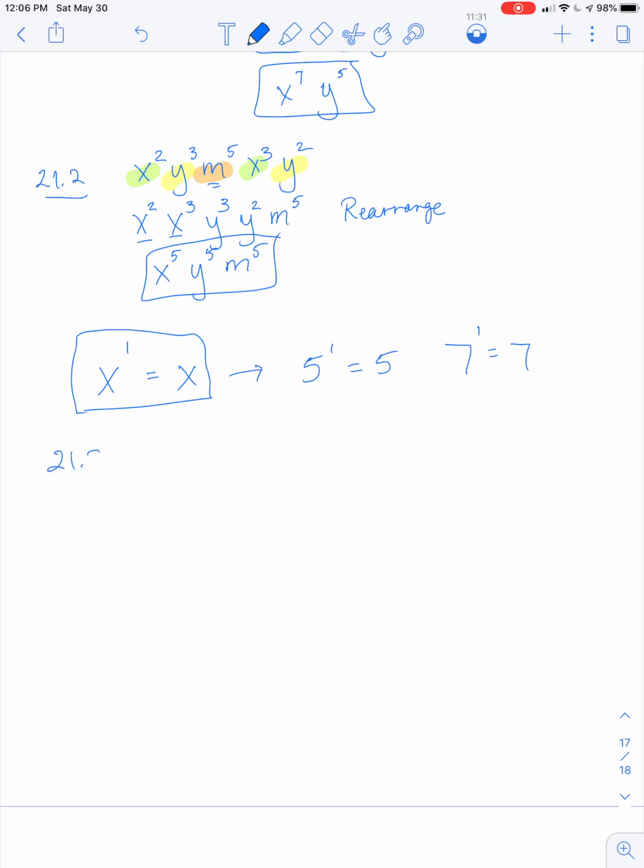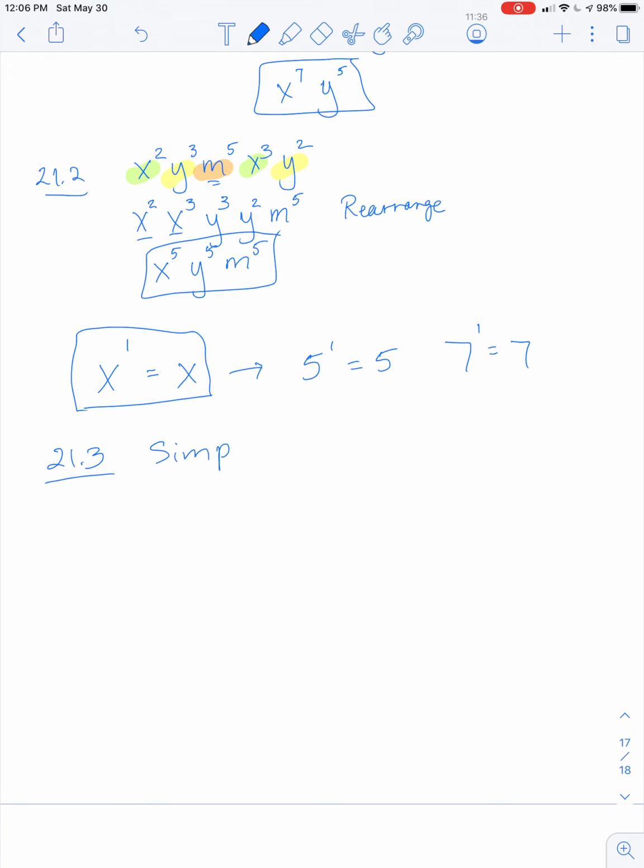Okay, so let's look at a problem that deals with that. 21.3, we're going to simplify this problem. Simplify x, y to the second, x to the third. All right, now, so we look at any of those that have a notation of x with no exponent. We know it needs to have an exponent of 1. So there's x to the first power, y to the first power, y to the second power, x to the third power. We're going to rearrange.